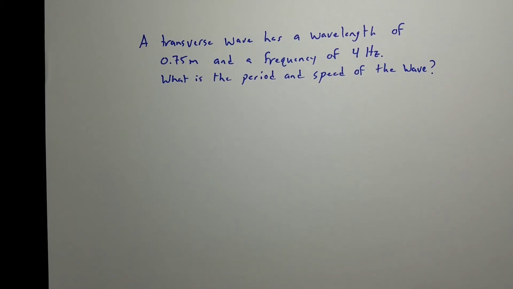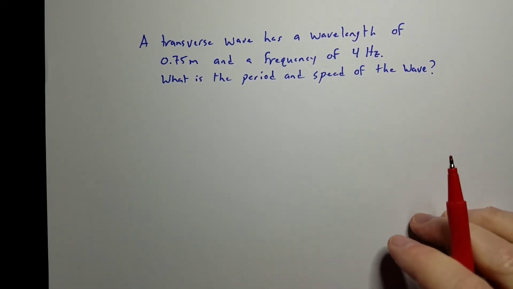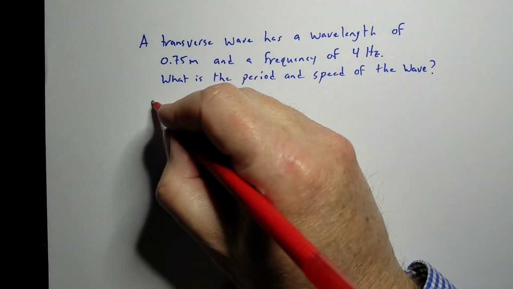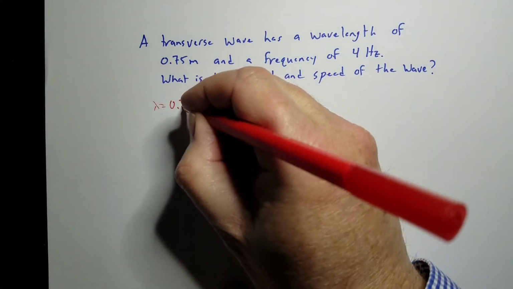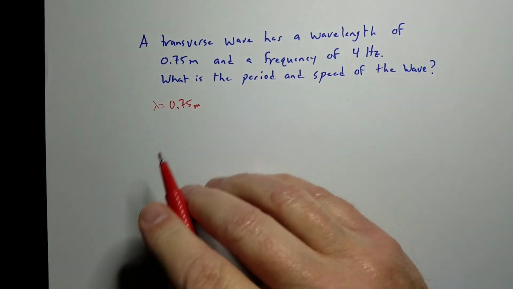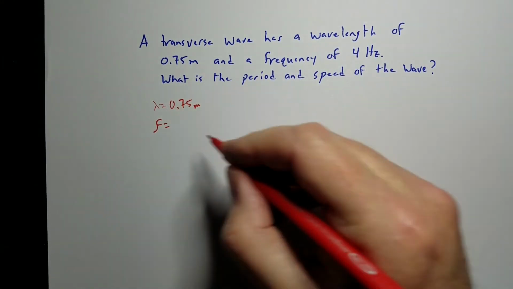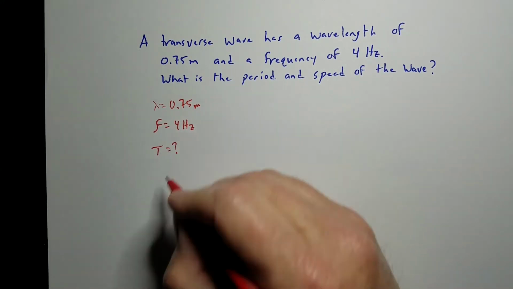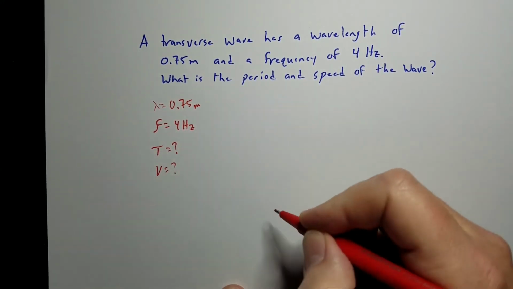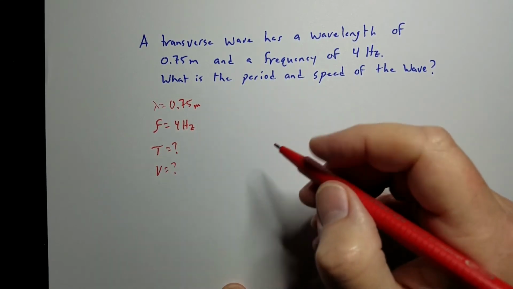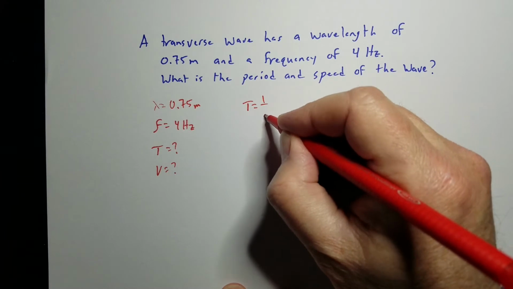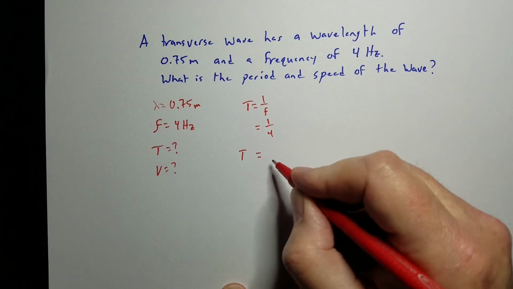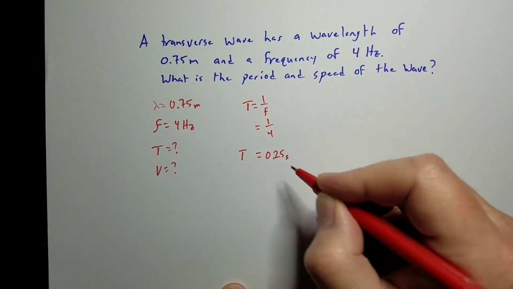We've got a transverse wave that has a wavelength of 0.75 meters and a frequency of 4 hertz, and we want to find the period and the speed. So the wavelength is 0.75 meters, the frequency is 4 hertz, and I want to find the period and the speed. It doesn't matter which one I do first. Let's go ahead and find period first. Period is 1 over the frequency, so that'll be 1/4. So the period would be 0.25 seconds.